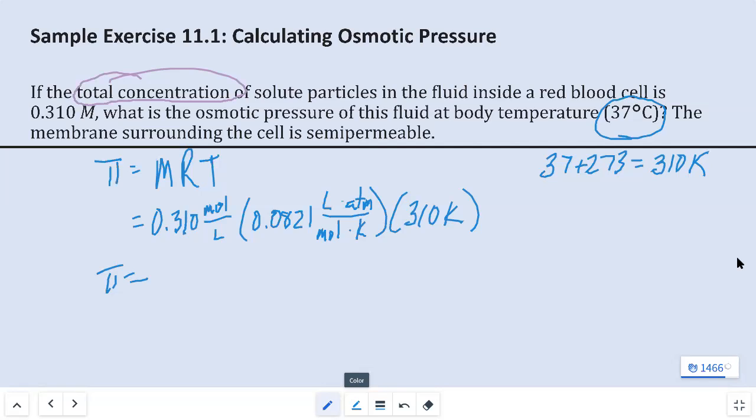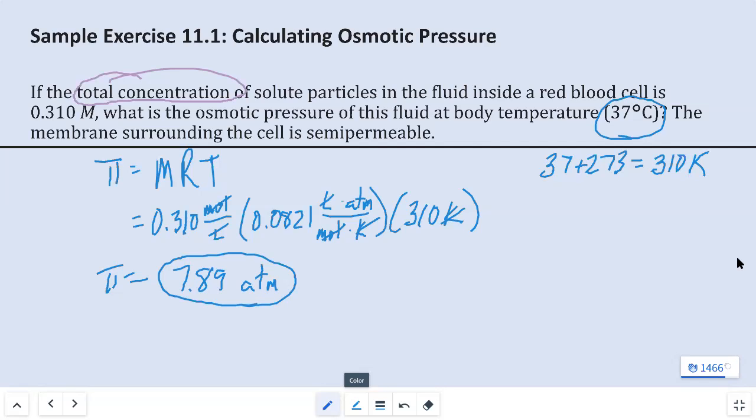So 0.310 times 0.0821 multiplied by 310, to three significant figures, is 7.89. Now, why does this unit combination work? Moles cancel, liters cancel, Kelvin cancels. All that we're left with is atmospheres. So our unit here is atmospheres of pressure.